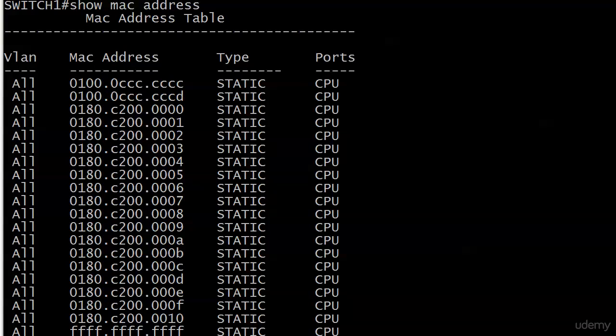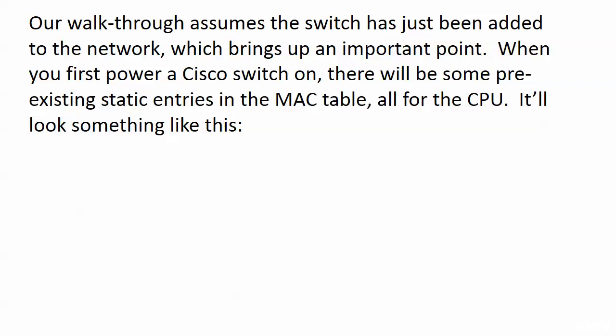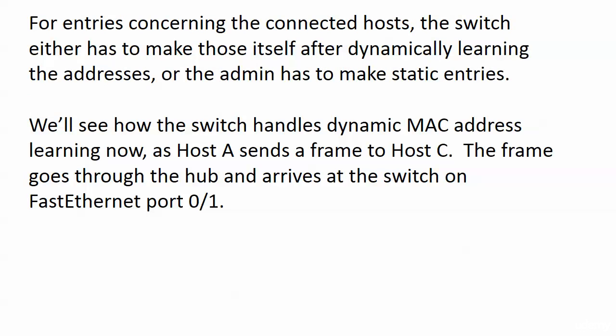But here, you can see something called a VLAN, and these addresses belong to all of them. There's the MAC address, and you don't have to memorize this pattern or anything, but you see a little bit of a sequence going on there from 0 through F at the end of the addresses. Type, obviously, is static. I think the switch is trying to tell us something. And you can also see the ports are all for the CPU. So your MAC address table will not be empty, but it will be empty of dynamically learned addresses because it hasn't had a chance to learn any dynamic addresses yet. That's what our walkthrough is going to show us.